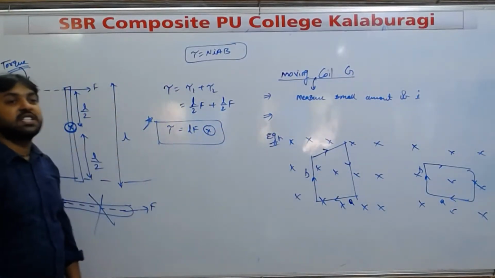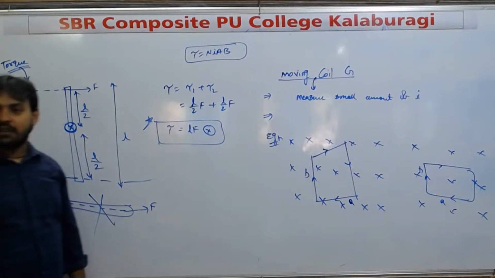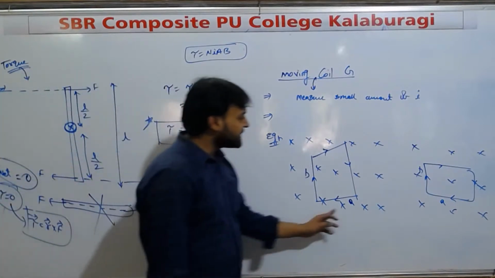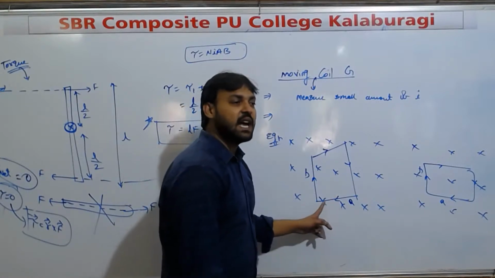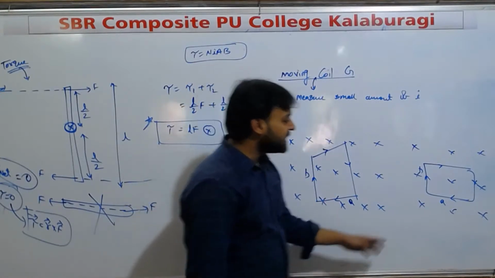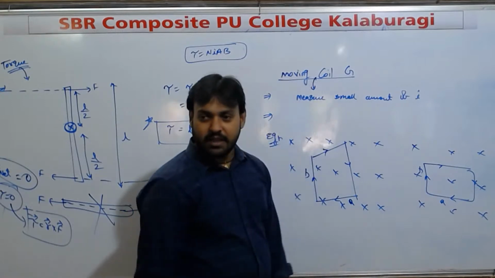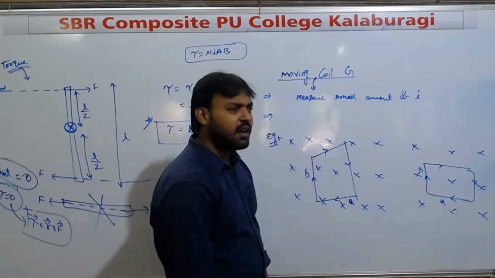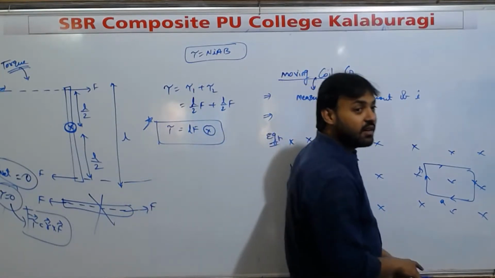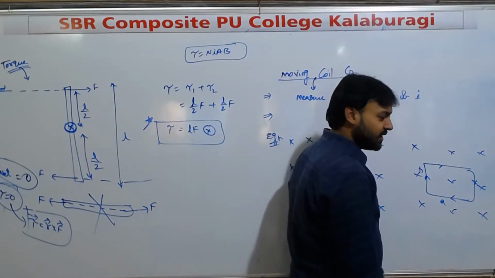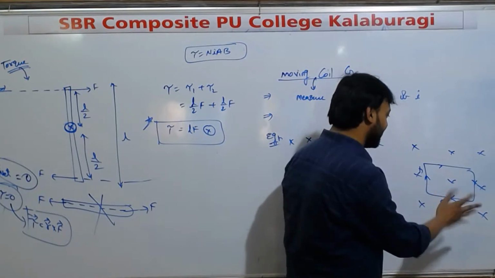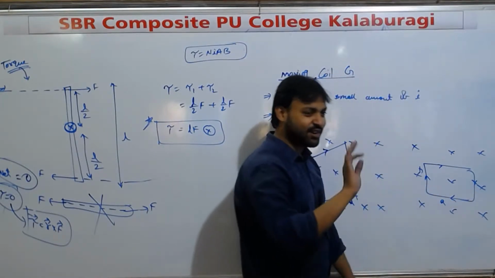Torque in the sense what? Rotational effect, yes or no? Torque will be developed or not? In the two examples, in which case torque will be developed, in which case torque won't be developed. In this case, torque developed. In this case, torque won't be developed. Yes or no? Why? Then if magnetic field and area vector both are in the same direction, torque won't be developed.